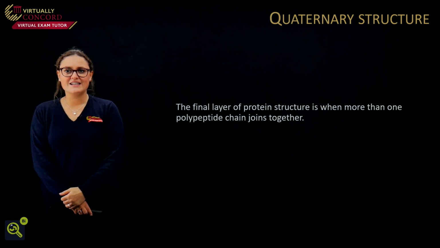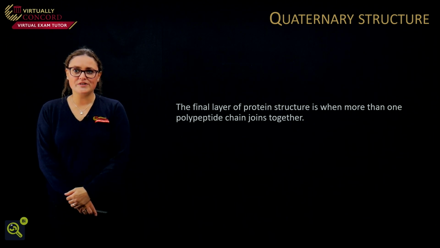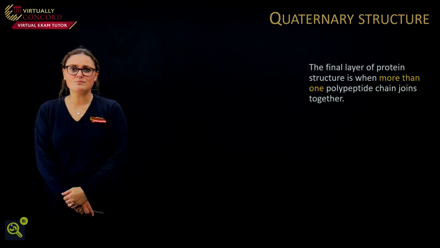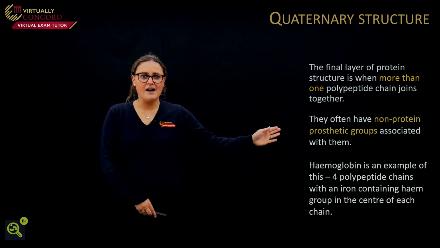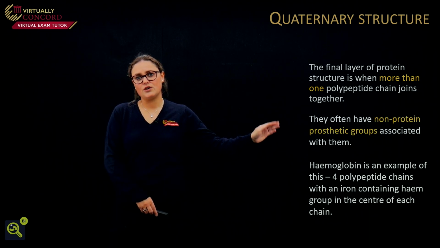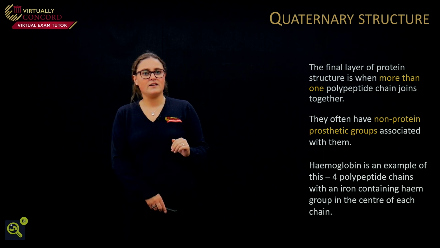The final stage in our protein structure is the quaternary structure. Now, not all proteins have this, but this is when there is more than one polypeptide chain joined together. They often have non-protein prosthetic groups associated with them, and hemoglobin is a really good example of this.